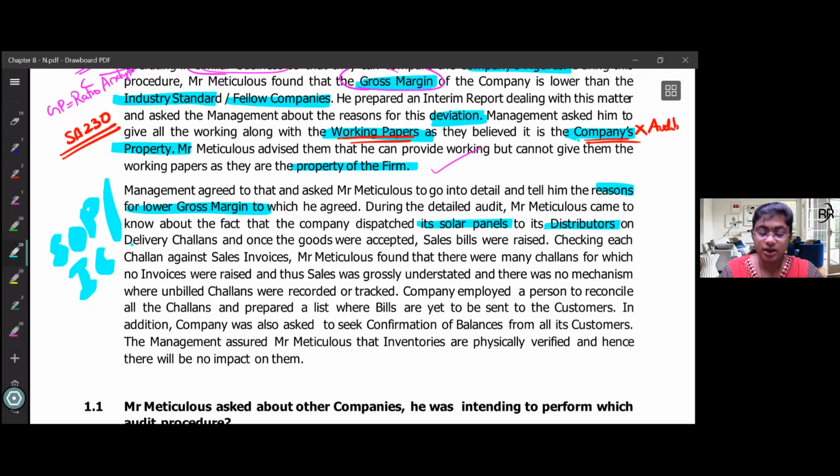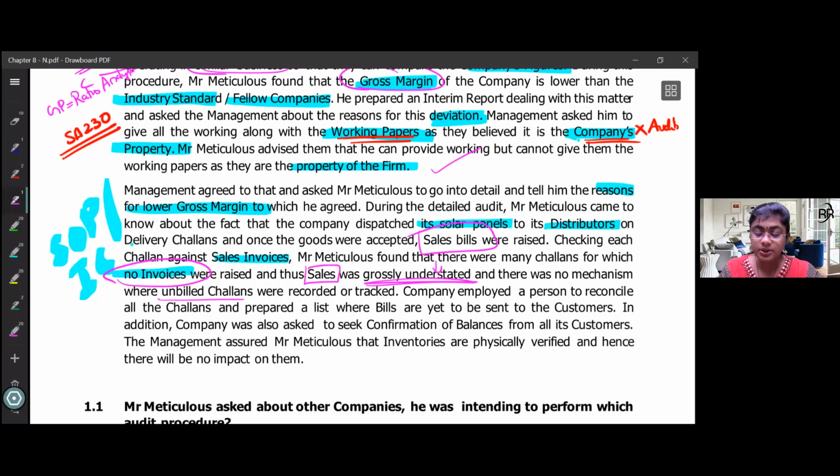Checking each challan against sales invoice, Mr. Meticulous found that there were many challans for which no invoice was raised. Thus, sales were grossly understated. Sales has decreased because no invoices were raised. What invoice? Sales. And there was no mechanism where unbilled challans were recorded or tracked. There is no mechanism for tracing.